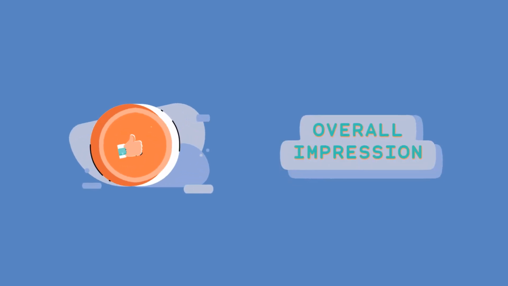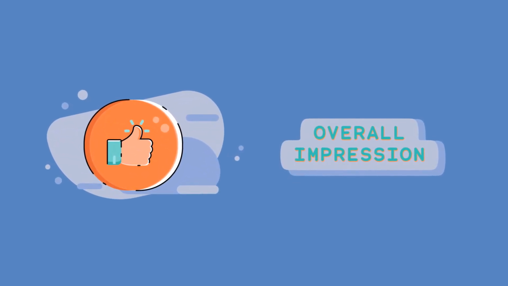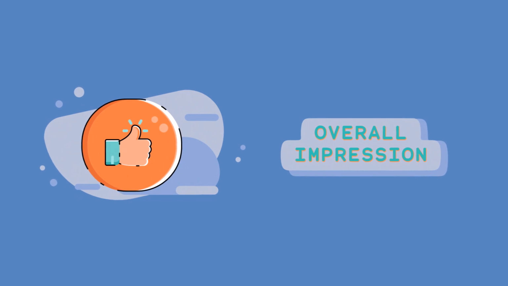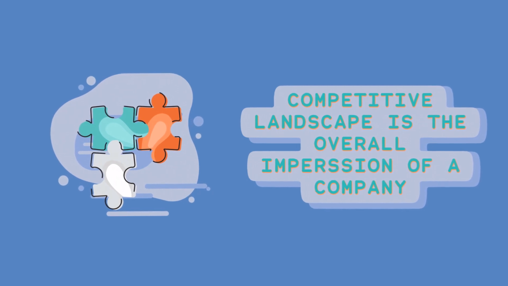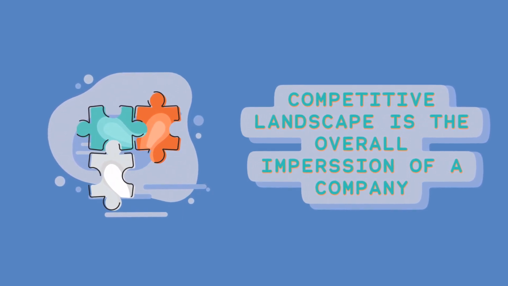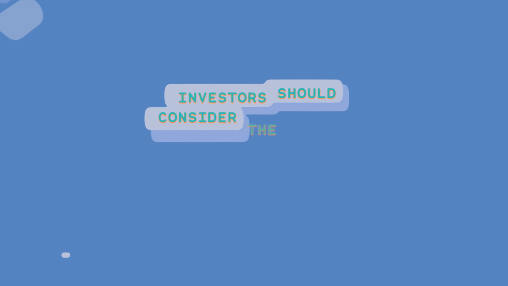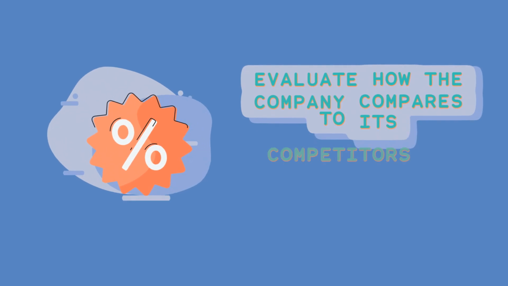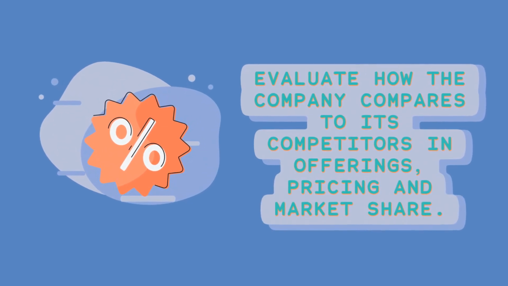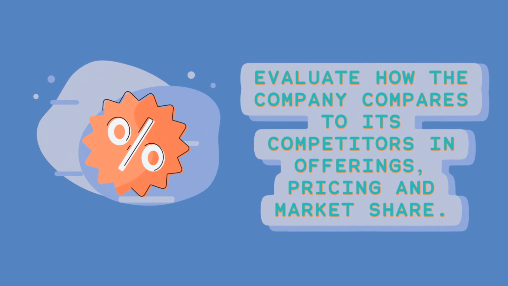Overall impression. This step involves considering all the factors and forming an overall opinion on the wine. Finally, competitive landscape. Just as the overall impression of a wine takes into account all of the factors that have been evaluated, investors should consider the overall competitive landscape of the investment opportunity. They should evaluate the company in comparison to its competitors in terms of product offerings, pricing, and market share.